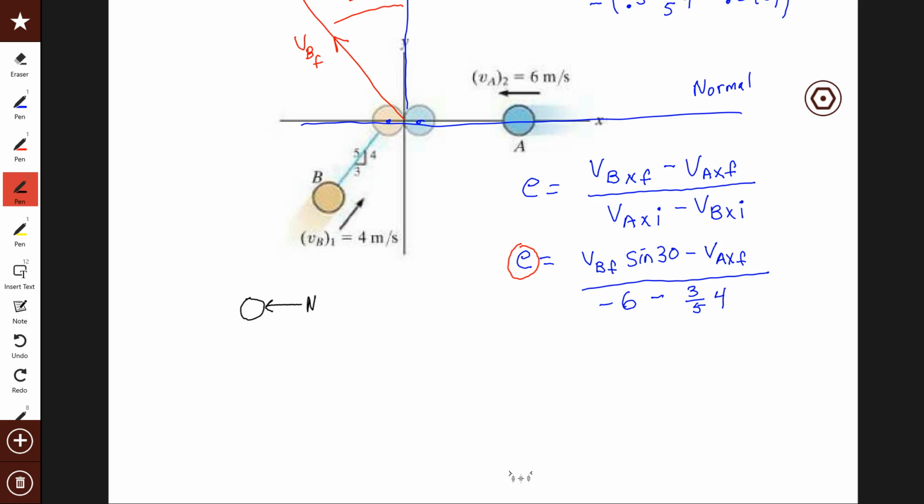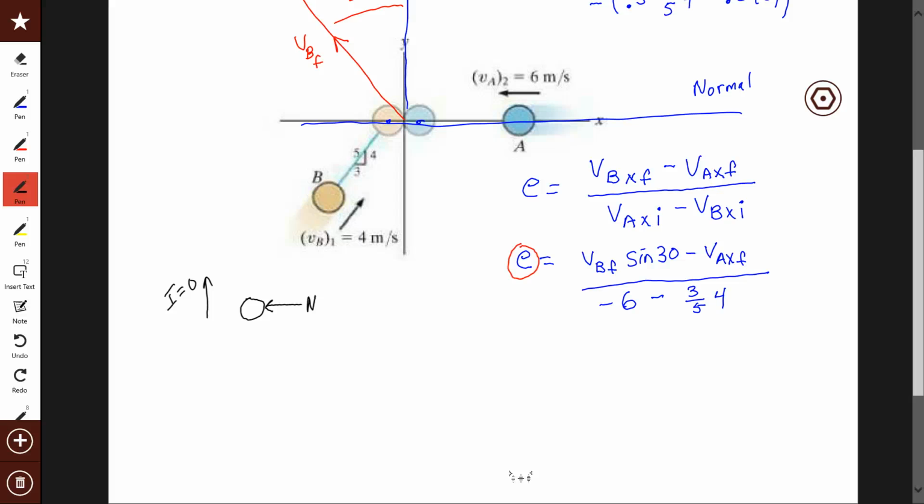But it's only in the x direction. So if you look at impulse in the y direction, there's no impulse. So the impulse is equal to 0 in that direction. Well, if there's no impulse in the y direction on body B, you can apply impulse and momentum.